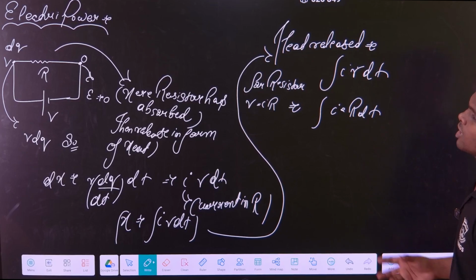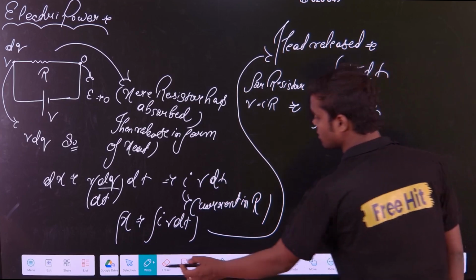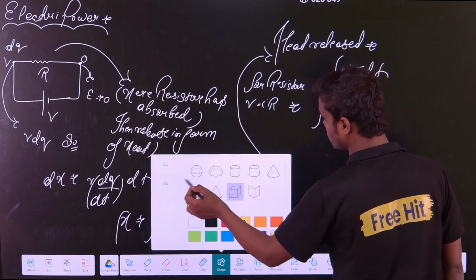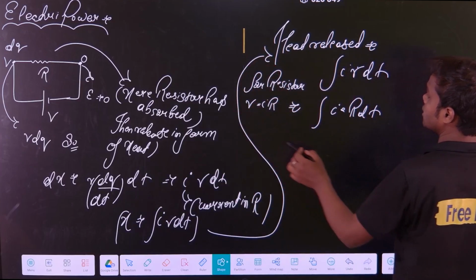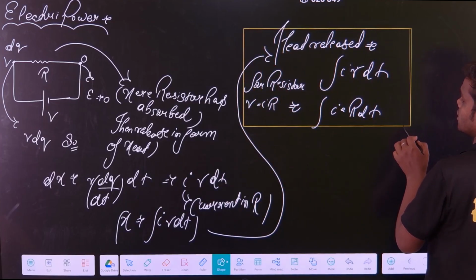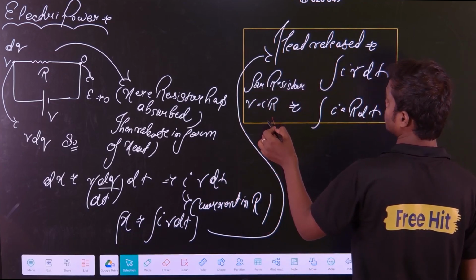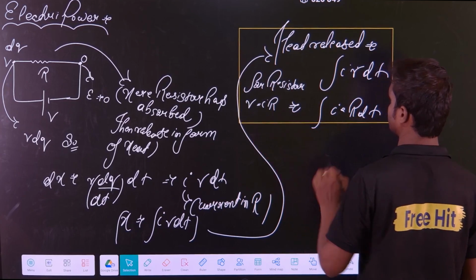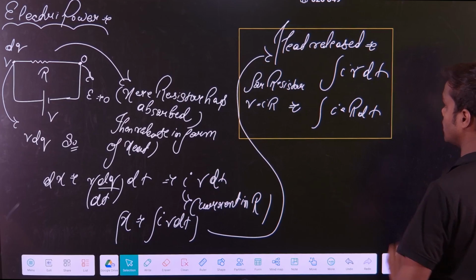But we are talking about electric power, sir. Why are we discussing heat? Let us first know this formula, then we will come to electric power. First you should know the formula for heat release. So this is the amount of heat released in a resistor. That you remember.